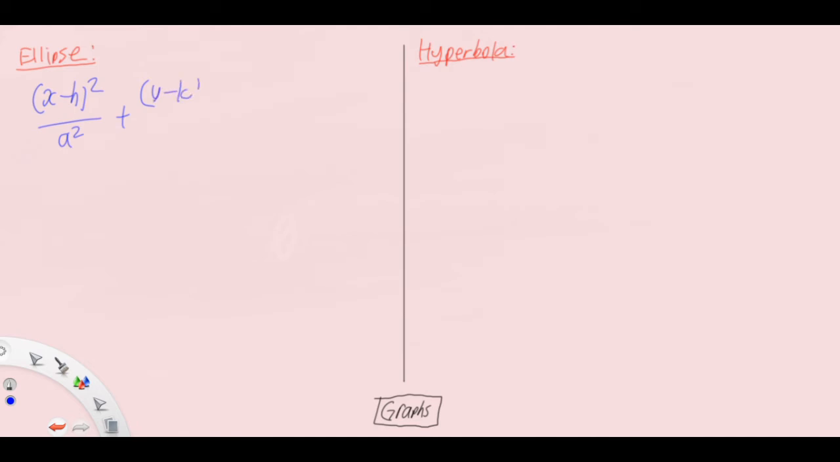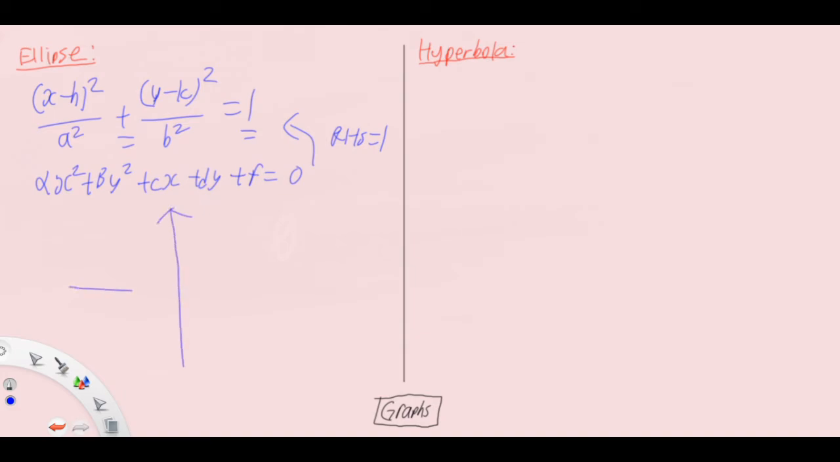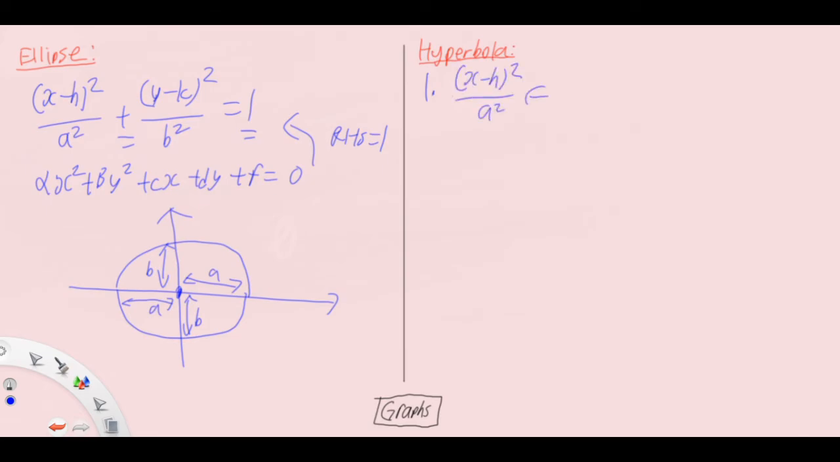Ellipse: (x minus h) squared over a squared plus, take note of the plus sign, (y minus k) squared over b squared, and take note it equals 1. The general equation is alpha x squared plus beta y squared plus cx plus dy plus f. Again, to convert the second to the first equation, just convert the right hand side to 1 after completing the squares. The center is simply at (h, k), and that is very important because with the center, you are able to calculate the topmost, bottommost, rightmost, and leftmost points depending on the values of a and b.